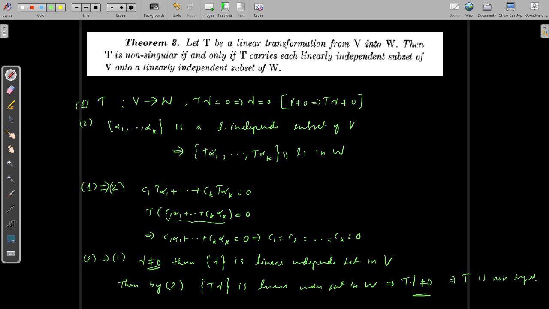That means this is a characterization for non-singular linear transformations or one-one linear transformations. Every one-one linear transformation, or non-singular linear transformation, carries a linearly independent set to a linearly independent set in W.